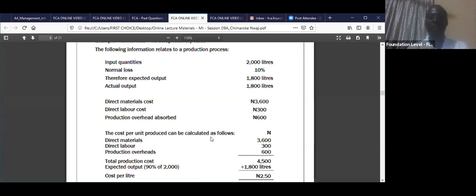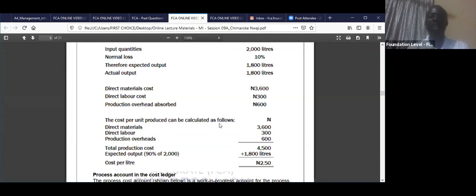Now look at what we are going to do. The cost per unit can be calculated as follows. Your direct material, your direct labor, your production overhead give you a total production cost of 4,500. Now, you're not going to use the 2,000 liters of input quantity. In fact, you're not even using actual output. You're using expected output, 1,800. And so your cost per liter is 2.5.